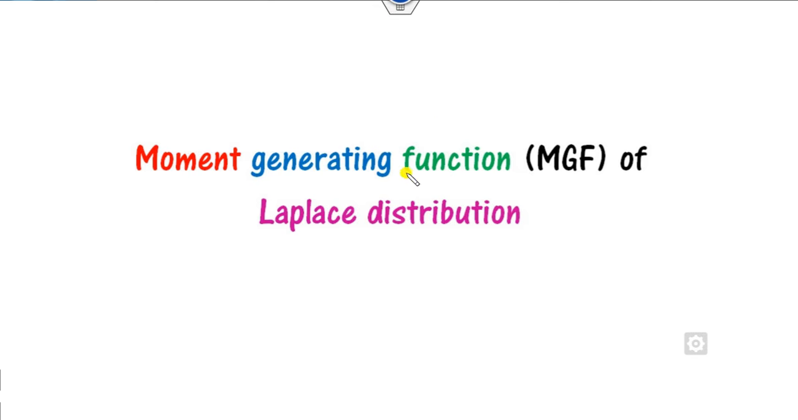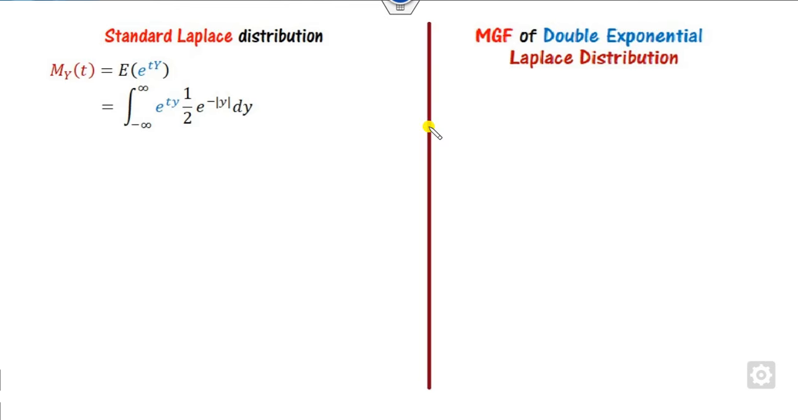How can you find the moment generating function of this Laplace distribution? So we all know that moment generating function is my here. I can start with the standard Laplace distribution and then we can easily find it for the double exponential. We can start from here. Again I can break this interval into two parts, from minus infinity to 0 and 0 to infinity. You can see this is positive, this is negative.